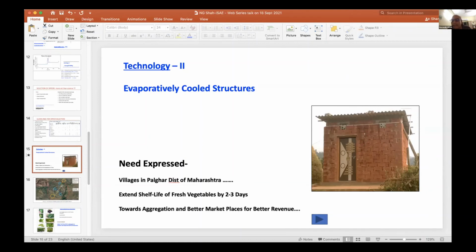What you see here is an evaporatively cooled structure. What is innovative in this? What is new in this? We have taken the locally available laterite blocks. People build houses of this. Because this is thick, you keep a gap in between these two blocks, which will allow the air to move. And we simply took a drip irrigation system and dripped the water frequently using some automation process.